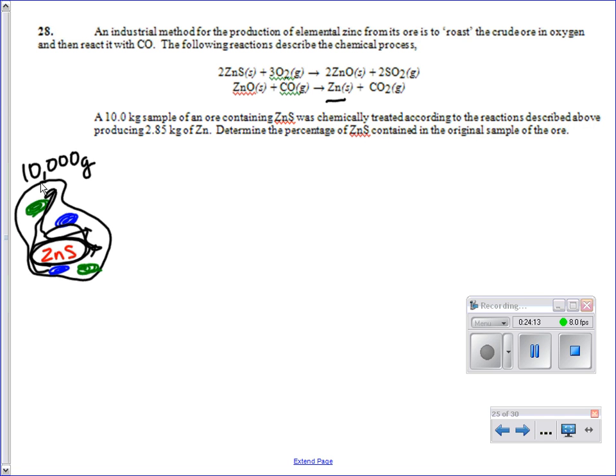In this process, it says we produce 2,850 grams of zinc. So 2,850 grams of this zinc. The question is asking us to determine the percentage of zinc sulfide in the original sample. Any ideas?